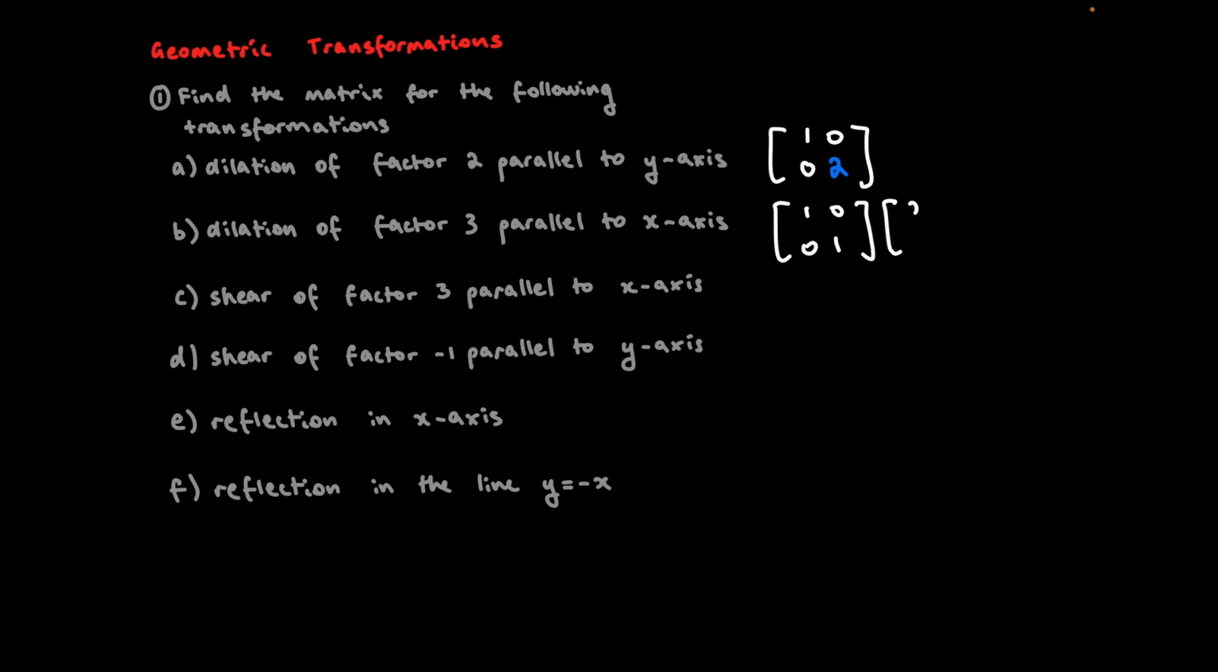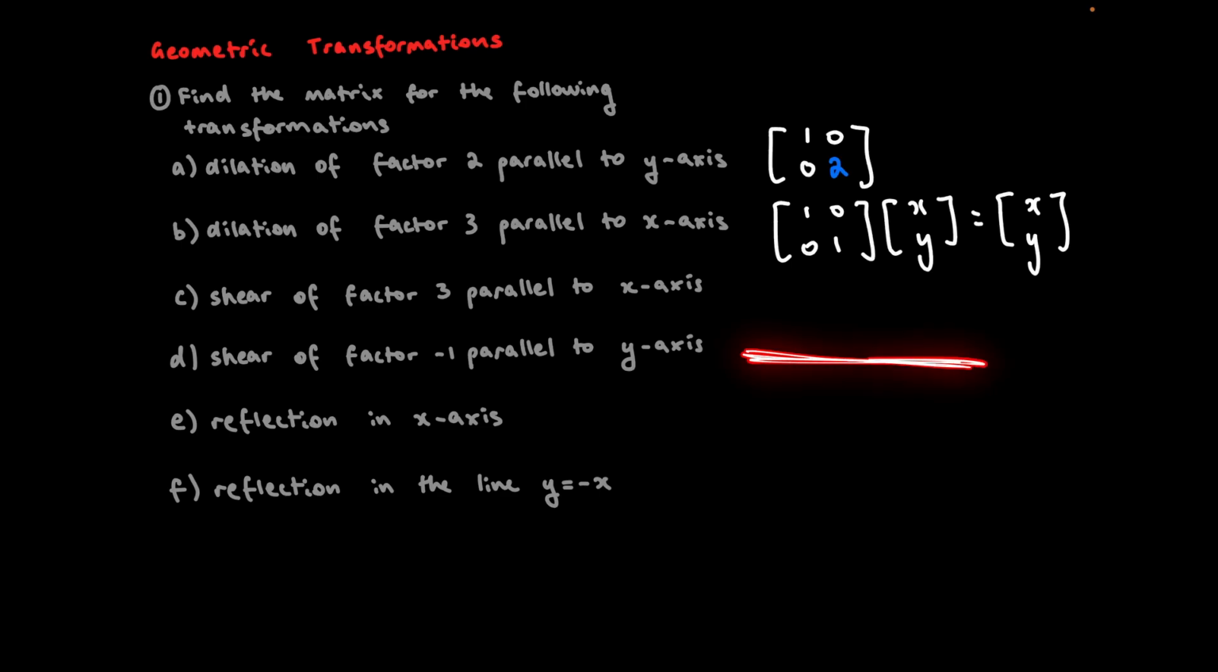Okay, and I know some coordinates x, y are going to be transformed. So this will obviously return me x, y because we're pre-multiplying by the identity, which is just 1. Okay, but we know dilation scale factor 3 parallel to the x-axis.